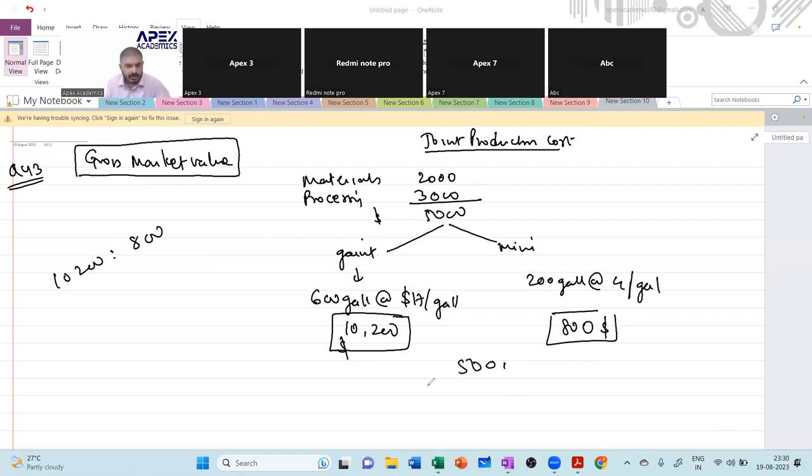Now, what is the joint cost? It is 5,000. Put into giant, divided by how much will this be? It will be 11,000. So 5,000 divided by 11,000 multiplied by 10,200. What is your answer? 4636.36. So I'll round this off as 4636.